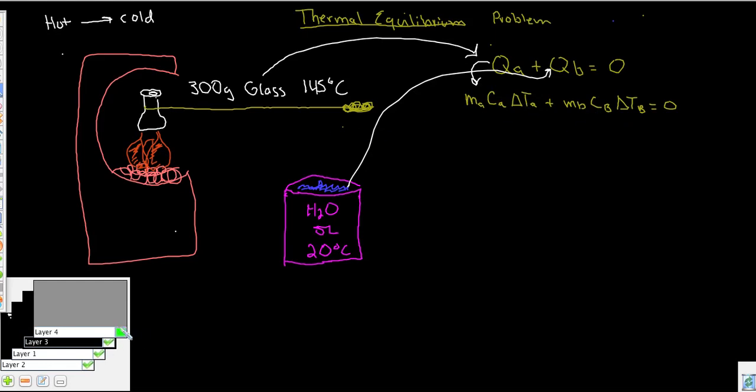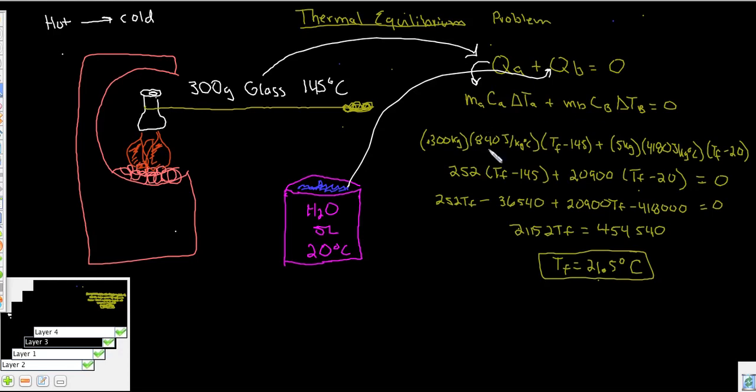Now let's go ahead and set this up. I went ahead and put all these things in here prior, just to make it a little bit faster. But here's my mass right here. And here's my specific heat of glass. You can just look that up. So that's 840 joules per kilogram degree Celsius. And my final temperature is what we're looking for here.